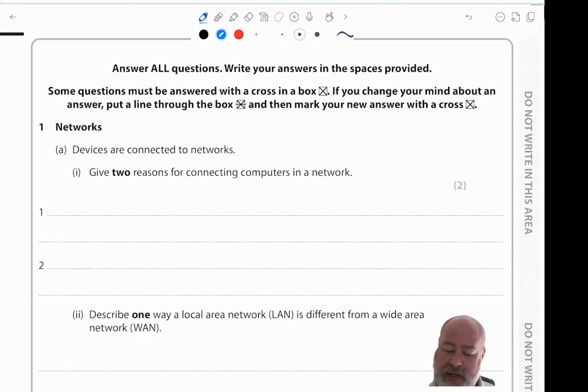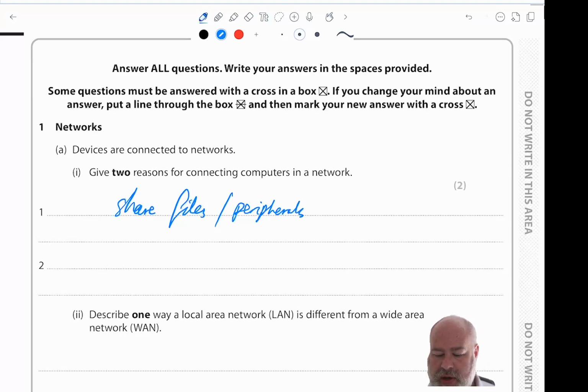So networks, devices are connected to networks. Give 2 reasons for connecting computers in a network. It's a fairly easy question to start off with. I think the easiest would be to share files. To collaborate, you could say, share peripherals like printers. That would be a good one to have in there. Connectivity, internet connections. So there's plenty you could add in there.